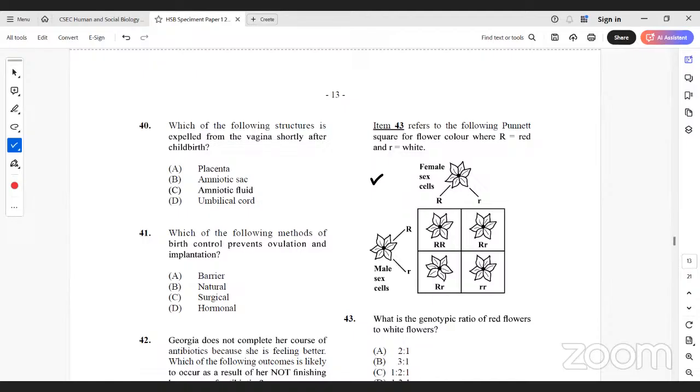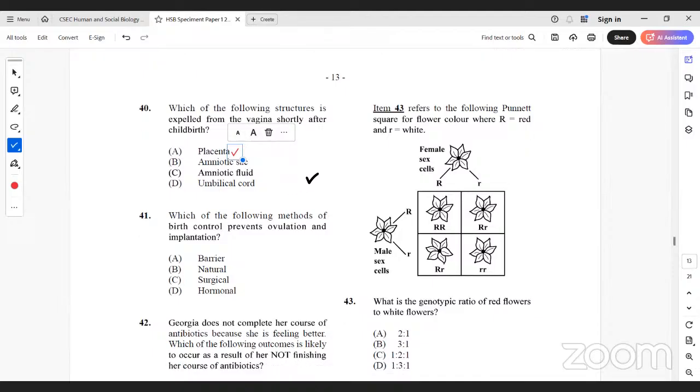Which of the following structures is expelled from the vagina shortly after childbirth? So childbirth, the child has come out, but there is something we may colloquially call afterbirth that needs to come out as well. What is this afterbirth that we often talk about? I'm watching in the chat and I'm seeing all the letters A. I don't think anyone would get this wrong. I think everyone knows this question. So let's go on to 41.